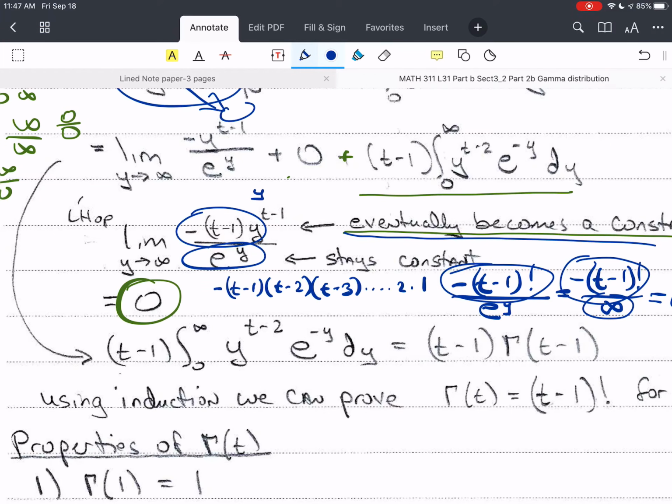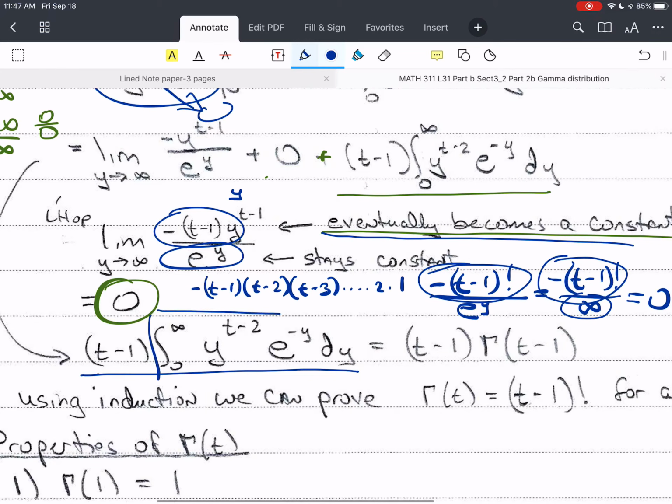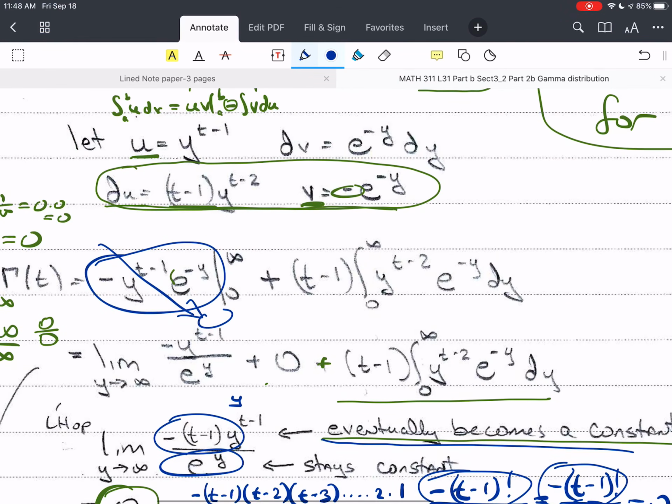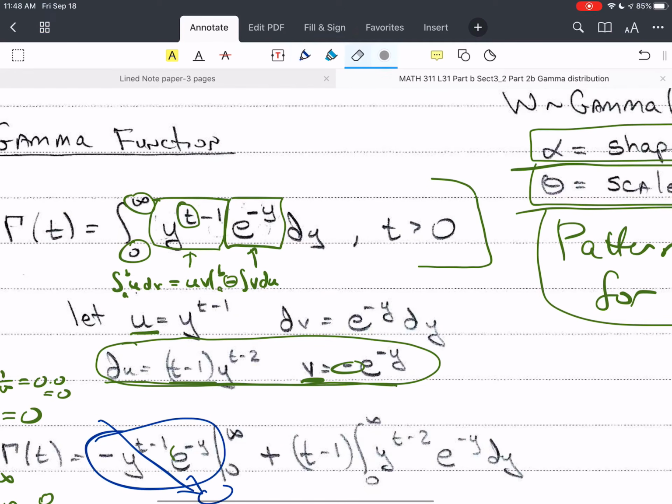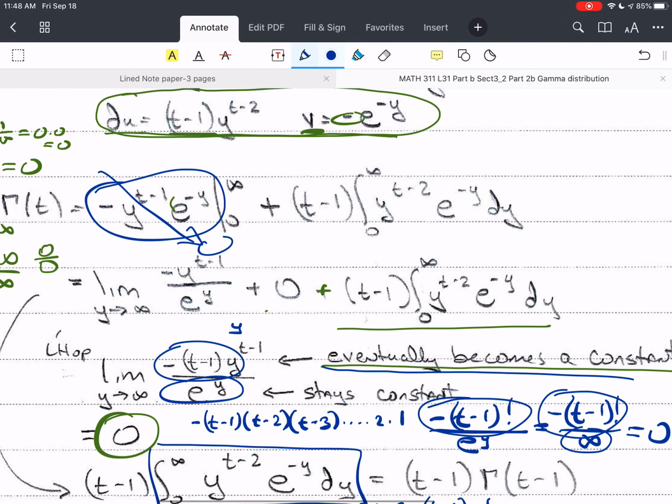Okay, so that means that we end up with this, and I want to now point out that this here is the gamma function for t minus 1, because I can write t minus 2 is equal to t minus 1, parentheses, minus 1. So we need to look at the form up here. If we look at the form, we have y raised to something minus 1, so this t minus 1, whatever it is, and then e to the negative y.